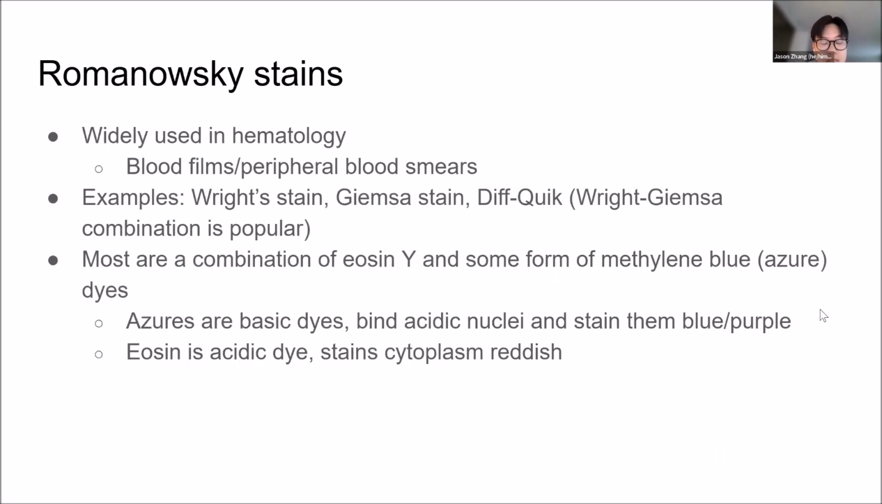And then some blood stains. These are generally grouped as Romanowsky stains. Some examples are the Wright stain, Giemsa stain. You might have come across these if you've been studying blood smears. These are usually the combination of eosin as well as methylene blue. You see this pattern where when we're staining cells, we have a basic dye and an acidic dye. So we get good visualization of acidic nuclei as well as cytoplasm.